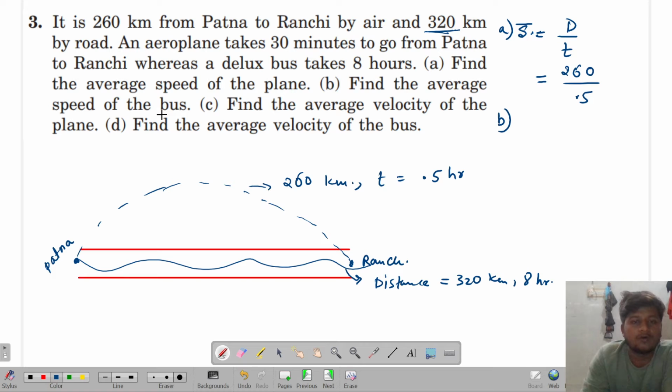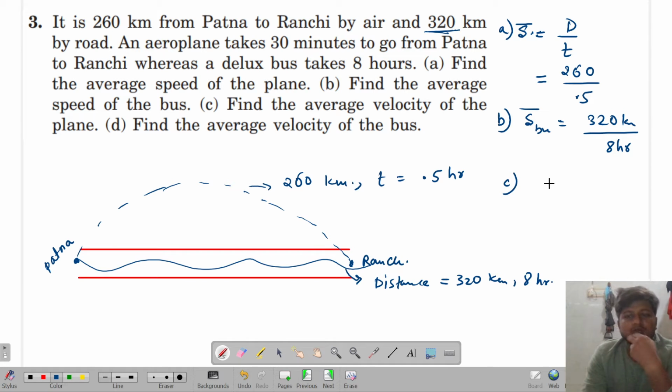Find the average speed of the bus. Speed it is asking. So average speed of bus is going to be how much? Distance traveled by the bus is 320 kilometer. By time is how much? 8 hours. Okay. So that is average speed. Question number C. Find the average velocity of plane.